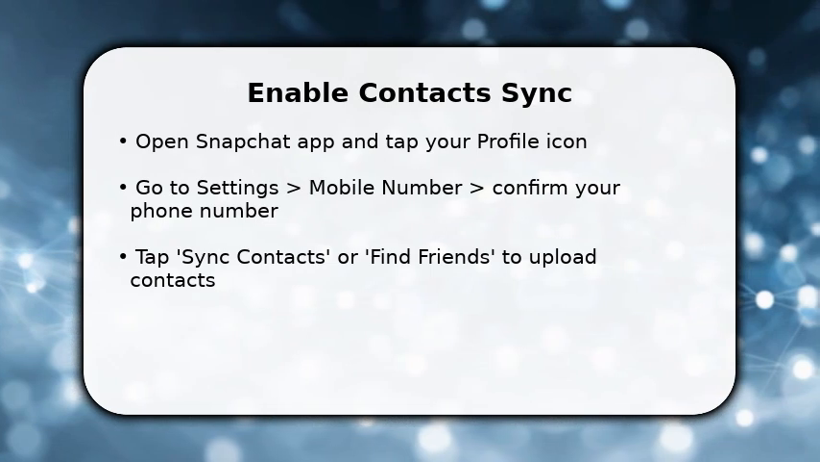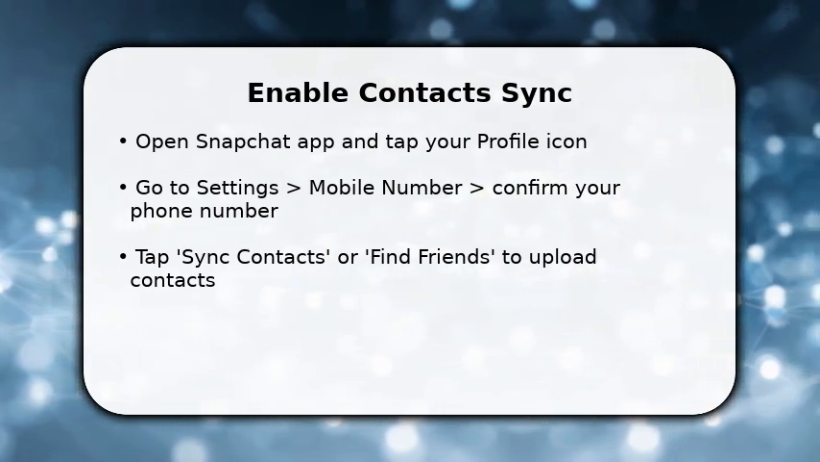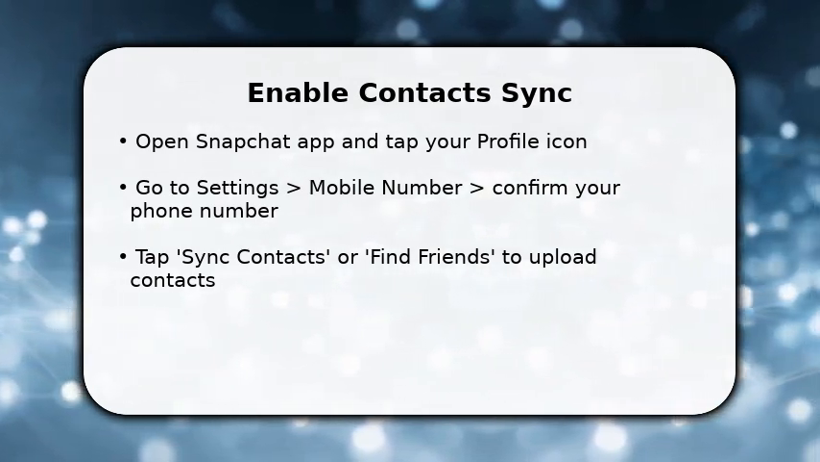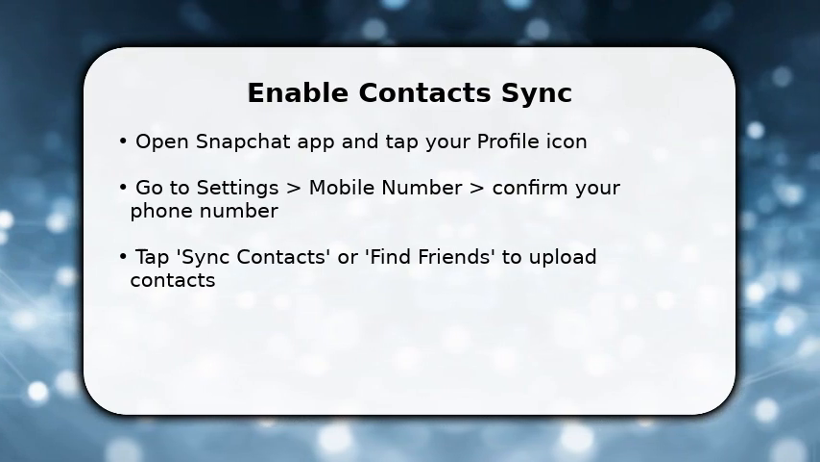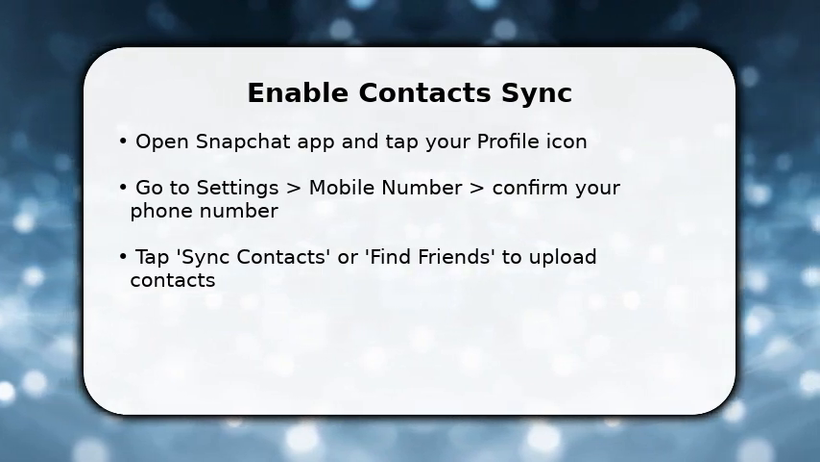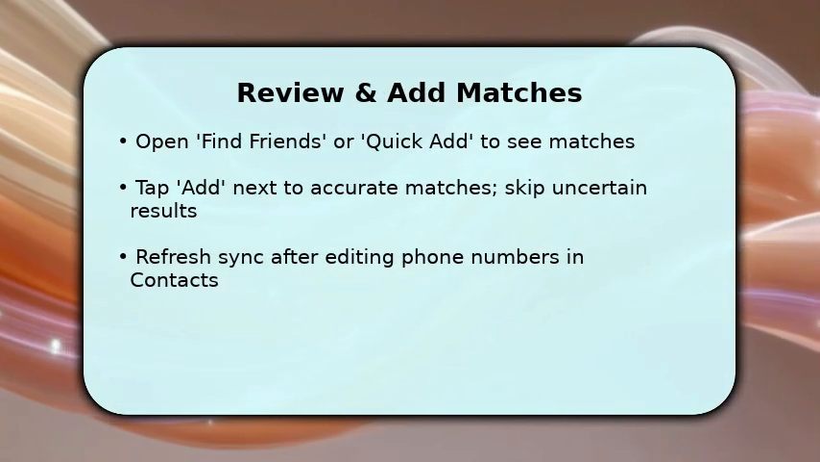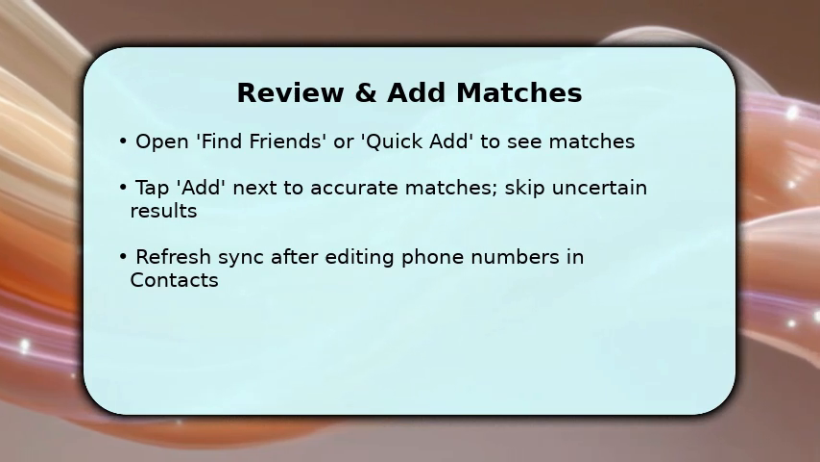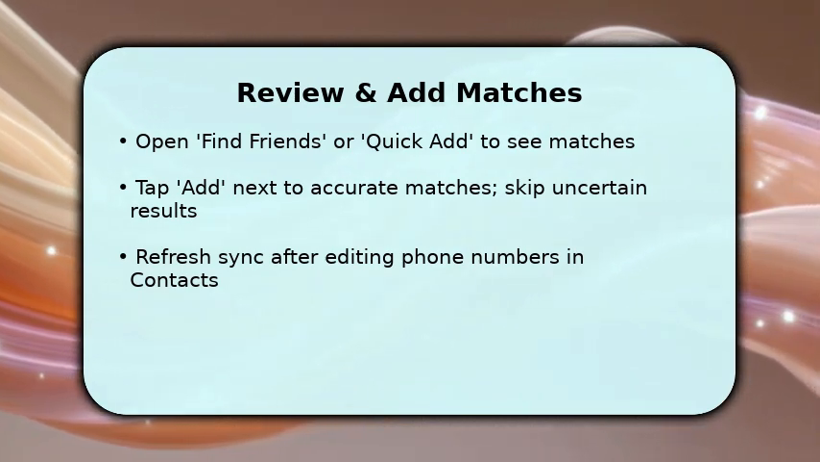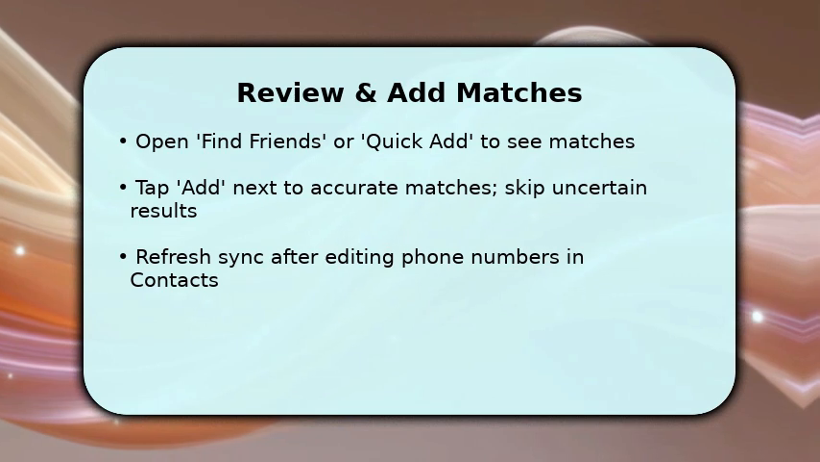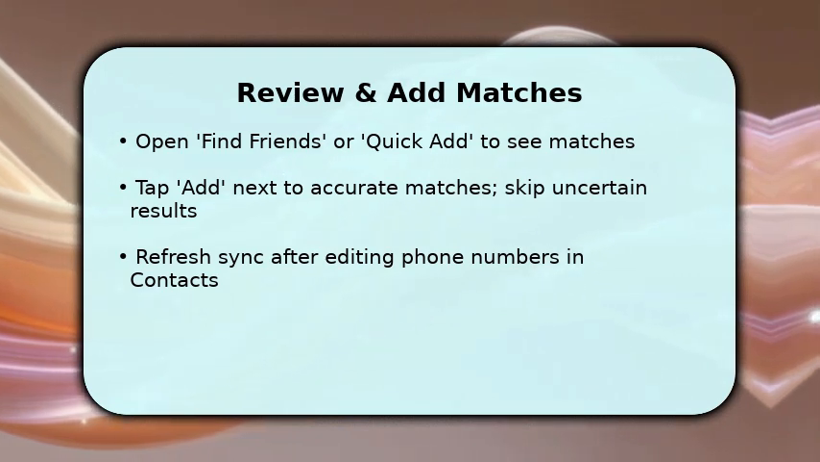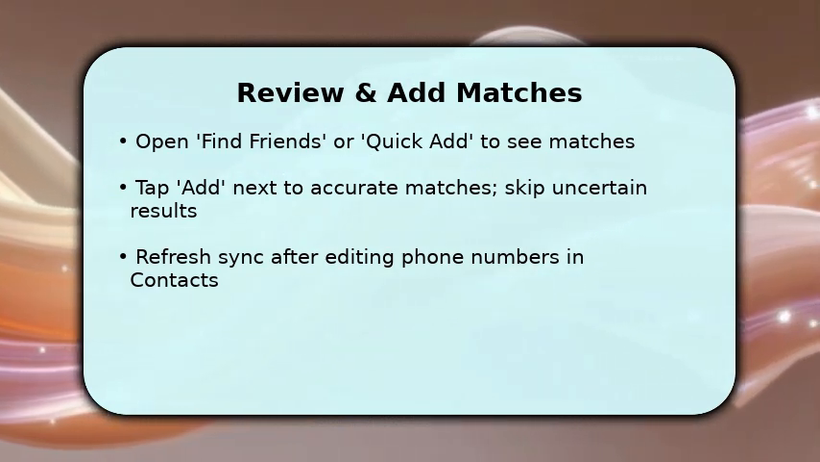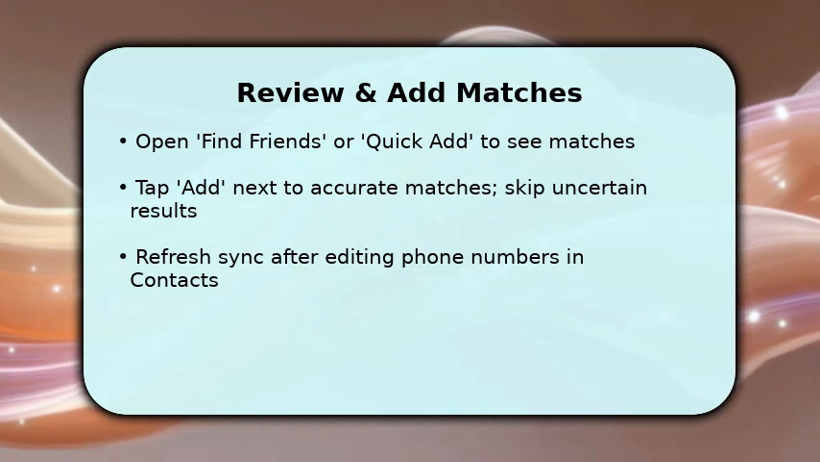Without synced contacts, Snapchat cannot reliably show your existing friends. Make sure your phone's contact list contains the phone numbers they use on Snapchat. Once contacts are synced, go to Find Friends or Quick Add and scan the suggested list for matches from your address book. You should review each suggested profile. Tap Add for clear matches and skip entries that look wrong to avoid accidental adds.